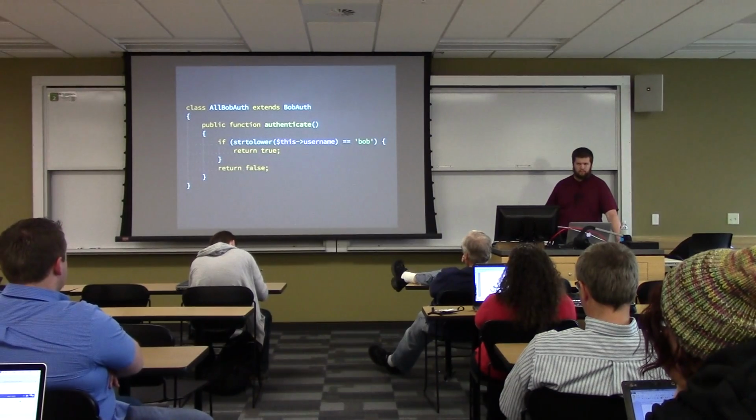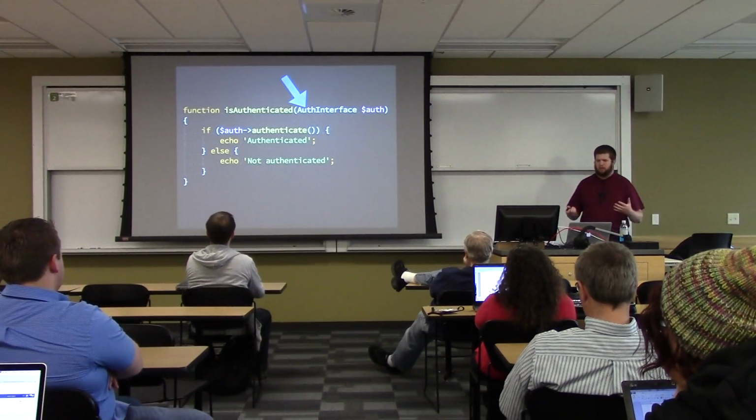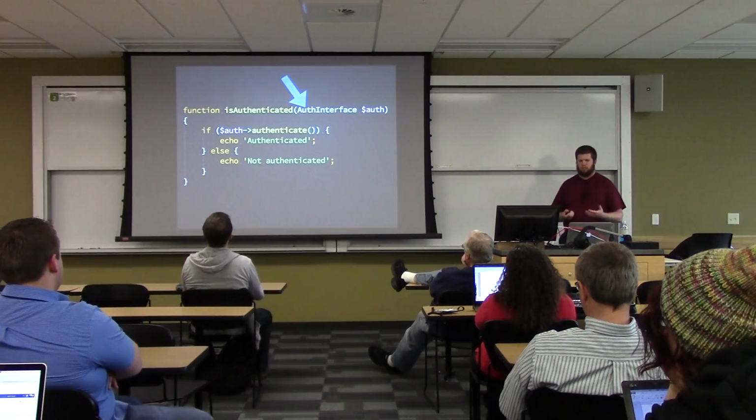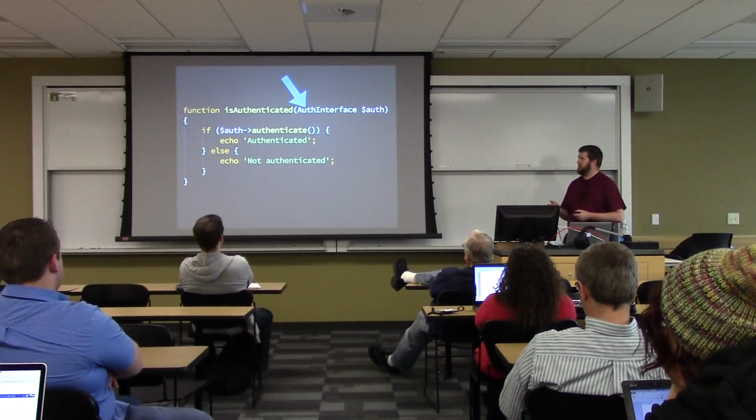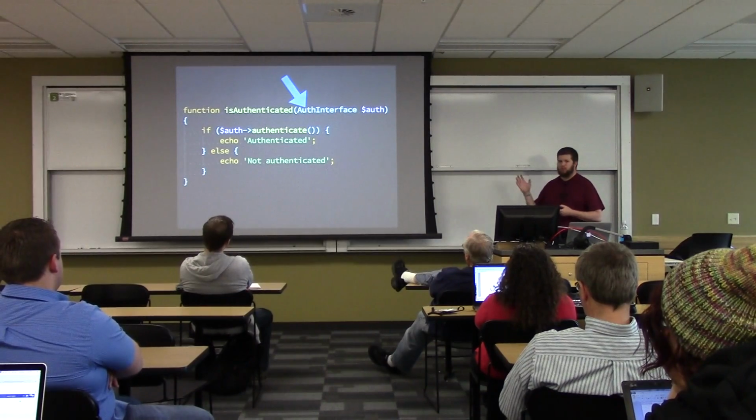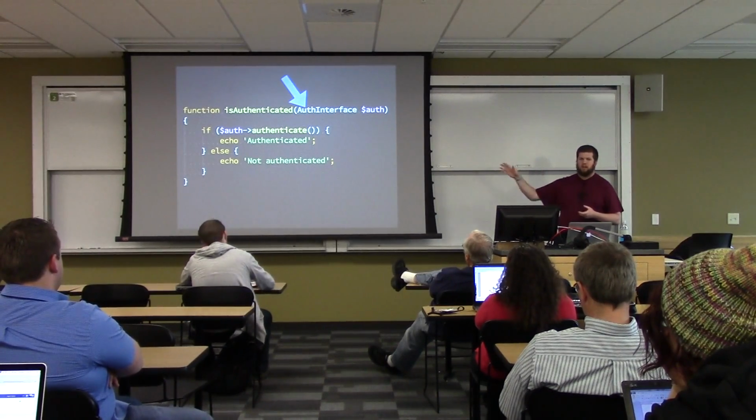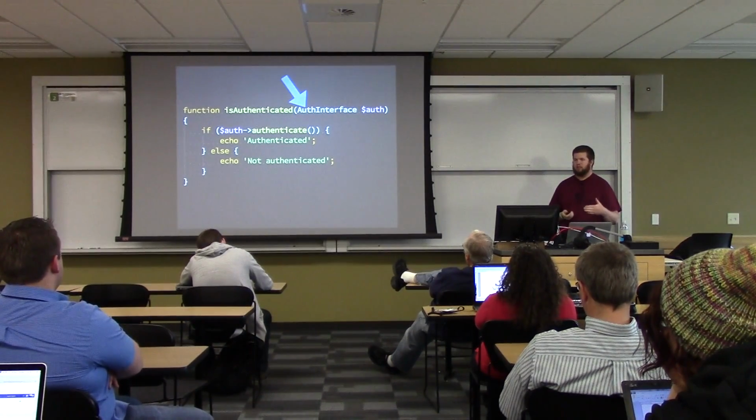Does that make sense? All right. So how would we use this? Let's say we just have a normal function, is authenticated. And I can pass in this auth interface right here. And that's where that power comes in, right? Because anything that implements auth interface can be passed in there. And if it doesn't implement auth interface, we can't pass it in there.